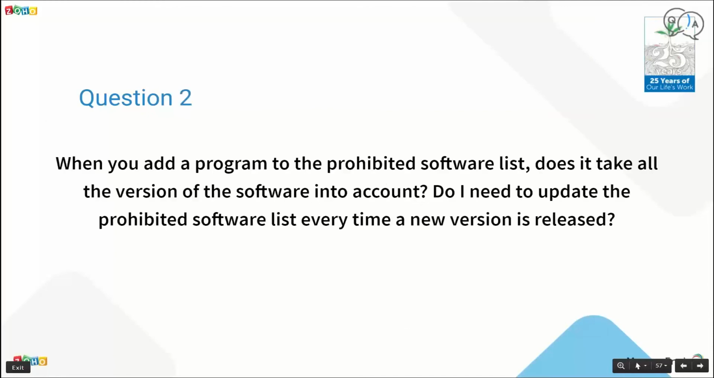When you add a program to a prohibited software list, does it take all the versions of the software into account? Do I need to update the prohibited list every time a new version is released? Guys, remember the software grouping. So you don't have to add a specific version. First, go to manage license option and then group software tab. Group your softwares based on the version, and then add that group instead of adding a specific version under the prohibit software list.